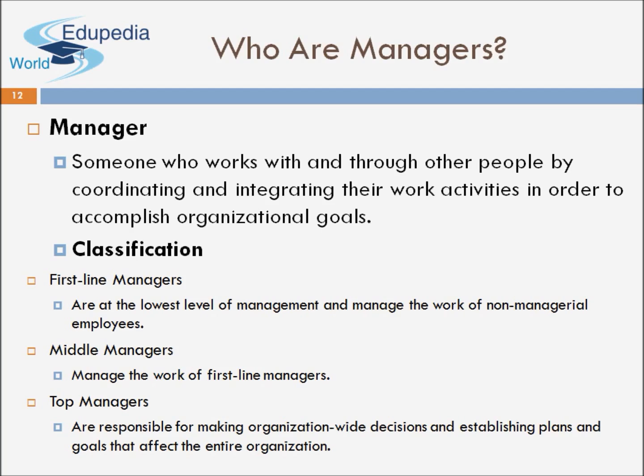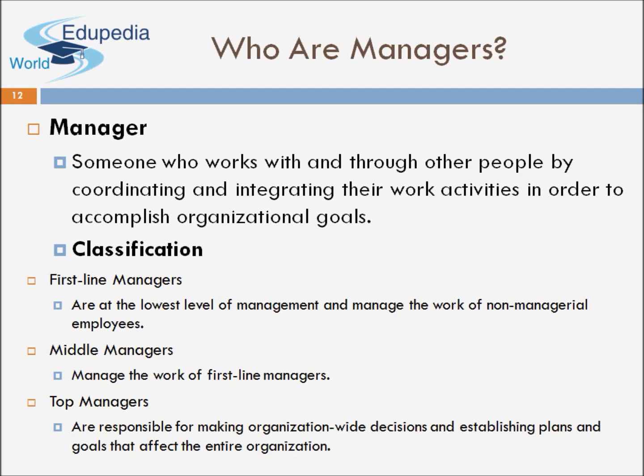These managers can be classified into three categories: top level, middle level, and first line managers, depending upon the hierarchy and the role that they are playing in the organization. Let's first talk about the top level managers. These people are the ones who formulate the strategy of the organization. They are responsible for making organization-wide decisions and establishing plans and goals that affect the entire organization. So top level managers include the CEO, CFO, and the top level people who strategize the organization, who develop the mission and vision for the organization. They look into what are the different things that they need to do in the coming 5 years and 10 years, what are the goals of the organization.